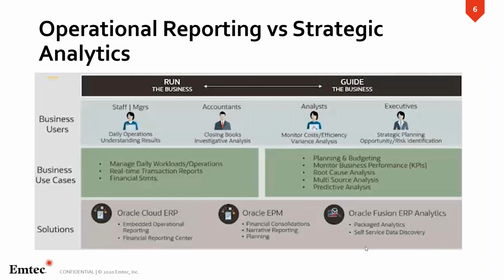When we talk about guiding the business, when we're talking about doing more financial forecasting or budget planning, or monitoring high-level performance via KPIs, or key performance indicators, doing root cause analysis, looking at data across multiple systems, those activities are really focused around guiding the business rather than running it day to day. And for the business analysts and executives who are doing that function, that's really the group that FAW, or Fusion Analytics Warehouse, was built to serve.